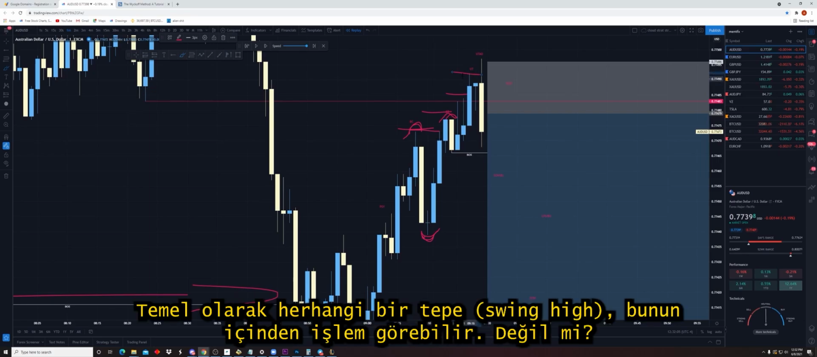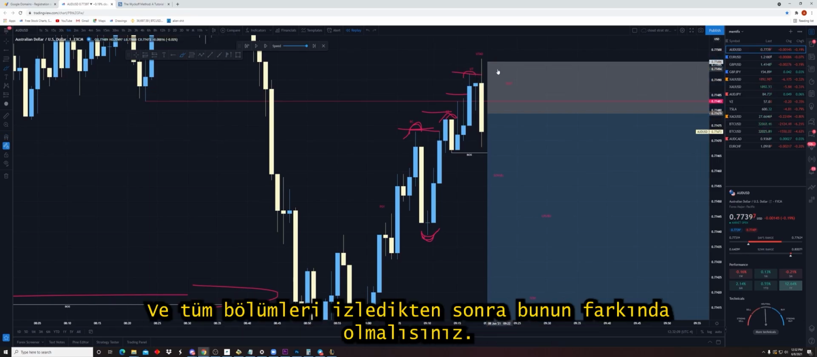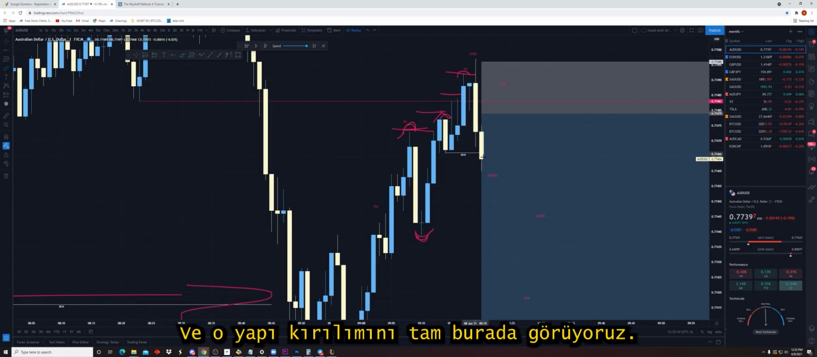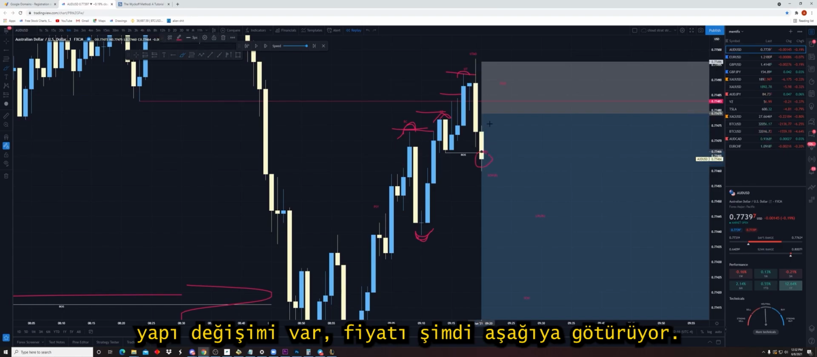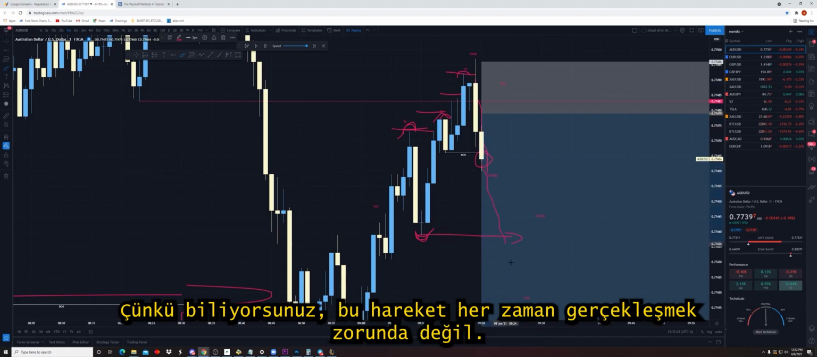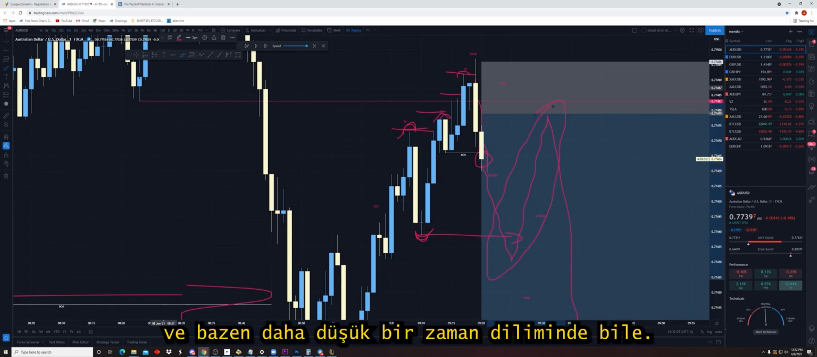And what's liquidity? Basically any swing high that gets traded through, right? So you've seen this and you should be aware of this after watching all the sections. So waiting for the break of structure, and we see that break of structure right here. So we know that there is some kind of shift in structure that is leading price to go lower now. And instead of waiting now for this AR to be broken before we look for the confirmation to get in, because, you know, this move doesn't always have to happen, and in some cases it actually will not, especially on a higher time frame and sometimes even on a lower time frame.